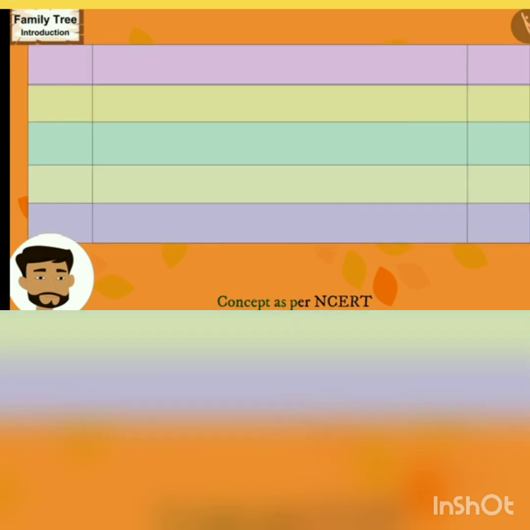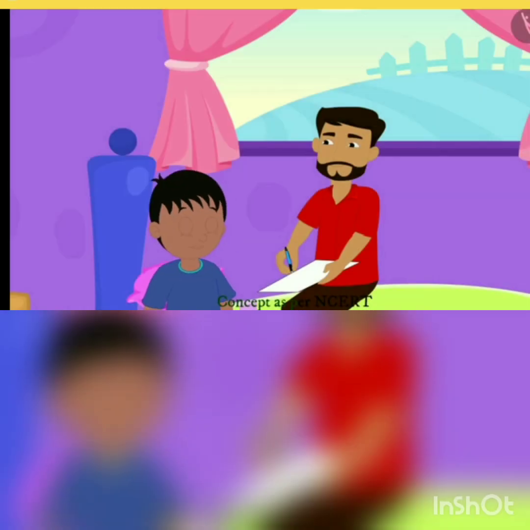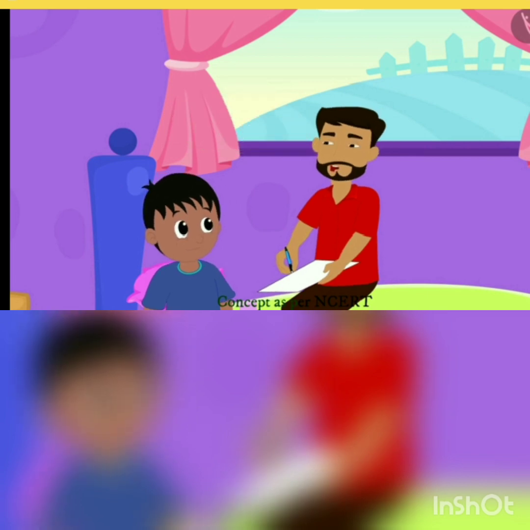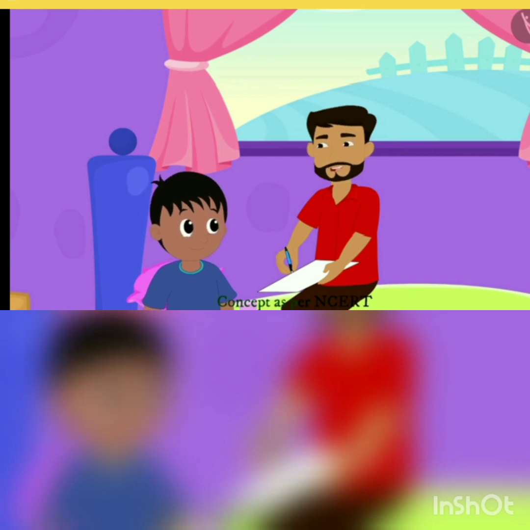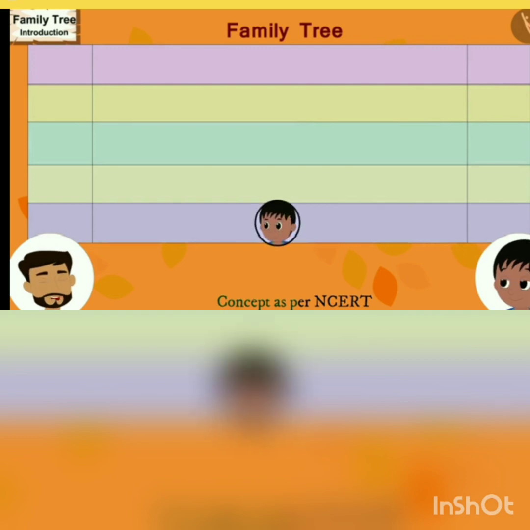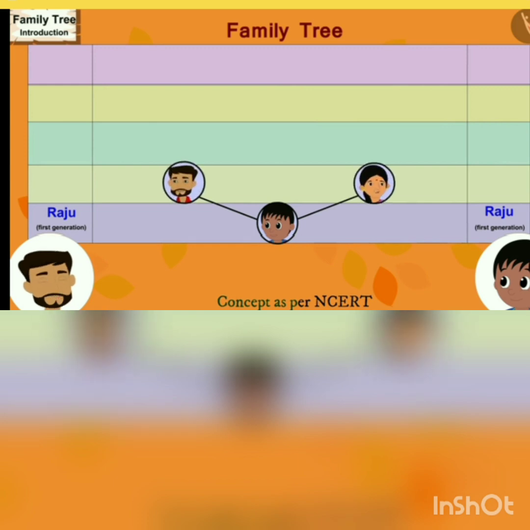Raju's father started making his family tree in this way on a paper. What are you making, Father? I am making our family tree. What's that, Father? The family tree is a picture in which we depict all the relatives of our family. Look, Raju, first I will write your name here. This is our first generation. Now I will draw 2 lines above your name and write your mother's name and my name. We are both in the 2nd generation of this family.